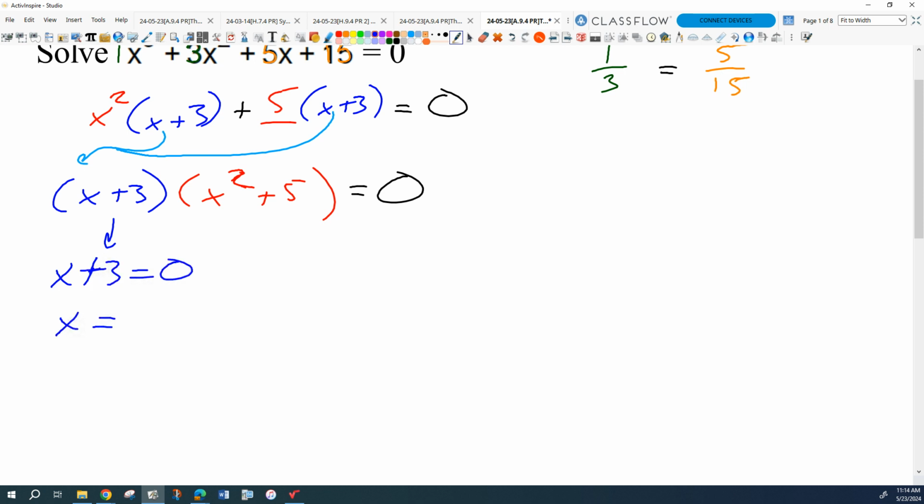So what's my first solution? -3. Okay, good. And if I set the red factor equal to 0, I get a simple quadratic equation. Now, how would you solve that red quadratic equation? Subtract 5 and square root. Yeah, we can isolate x. I can point to a single x so I can isolate it with inverse operations.